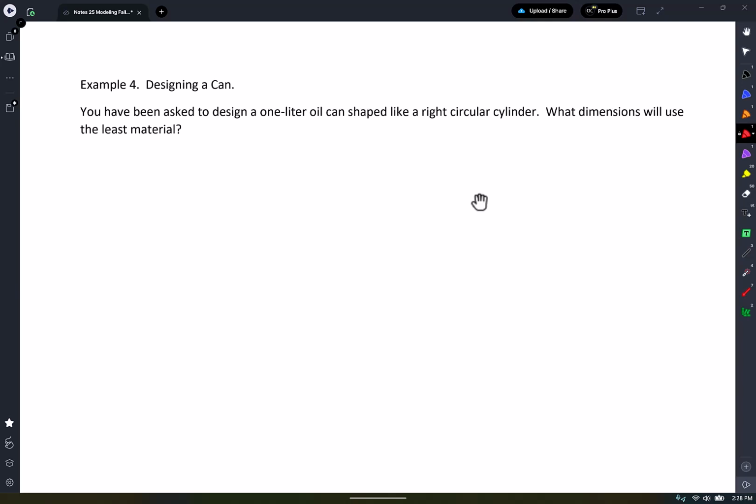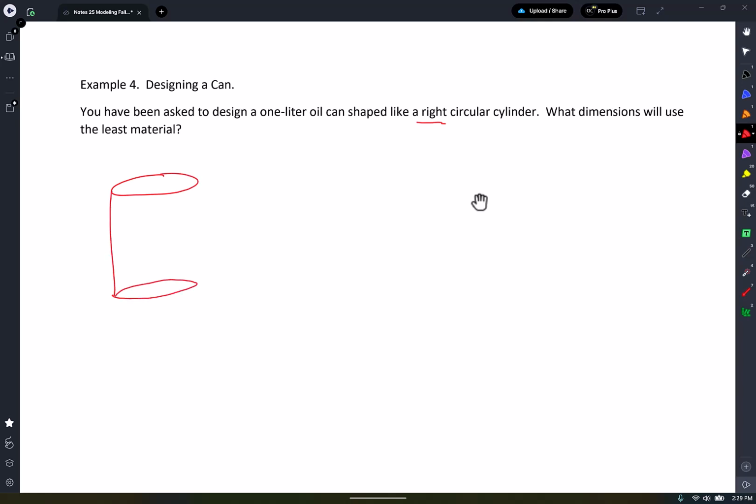You have been asked to design a 1 liter oil can shaped like a right circular cylinder. What dimension was used to lease the material? Let's just get right into it. Okay, right circular cylinder. Why did it say right circular cylinder? Well, it's just a cylinder, guys. So here it is. I'm just reading the same thing.